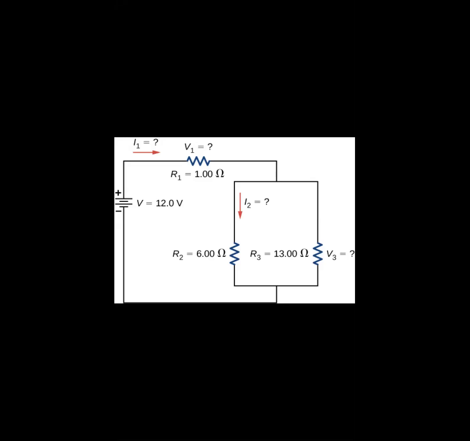Don't forget that for resistors in parallel, their currents are different, but their voltage is the same. So to get I2, current 2, we'll say V is equal to IR. V2 is 9.6. R2 is 6.0. Look for I2, guys. V2 is 9.6 because V2 and V3 are equal. I2 is what we're looking for. Then R2 is 6.0.